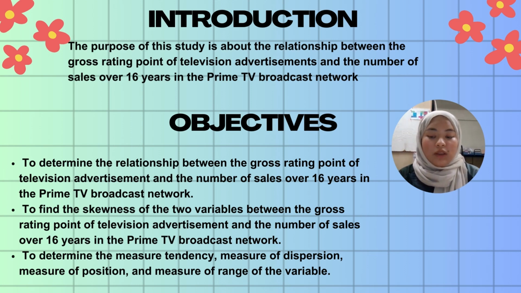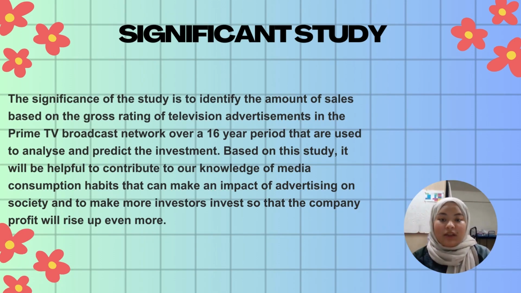The next one is to find the skewness of the two variables between the gross rating point of television advertisement and the number of sales over 16 years in the prime TV broadcast network. And the last one is to determine the measure of tendency, measure of dispersion, measure of position, and measure of range of the variables. The next one is significance of study.